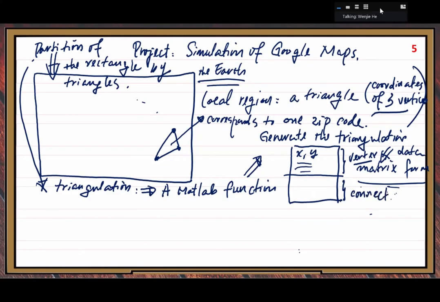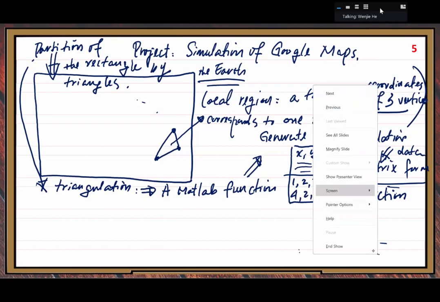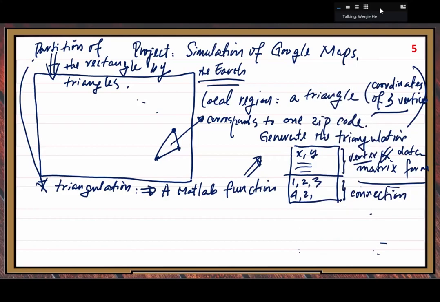Connection information. Okay? For example, vertex 1, vertex 2, vertex 3. That's the first triangle. Vertex 4, vertex 2, vertex 5. Here, I'll just give you a simple example. Vertex 5, and so on. Each triangle is represented by its 3 corresponding vertex numbers. So that's the data, in this way.